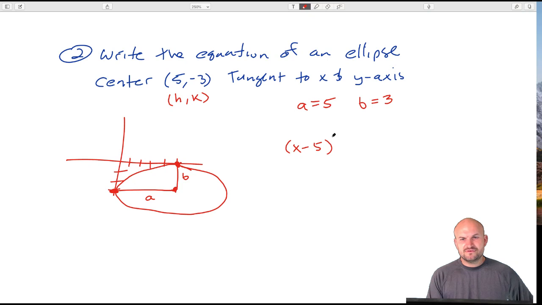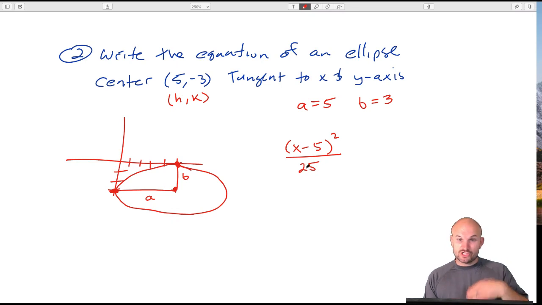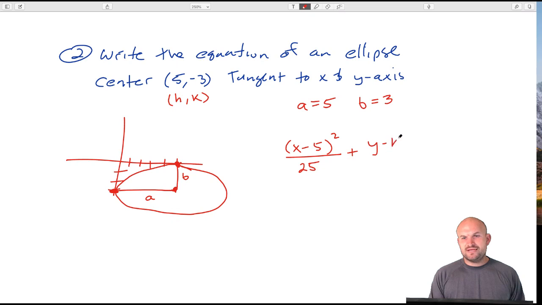X minus 5 squared all over A squared, which would be 25 because it's horizontal. So horizontal, A is always larger than B, so it's going to be under the X, plus Y minus K, which is 3. No, sorry, that's going to be a positive 3 because it's Y minus a negative 3 squared divided by 16 is equal to 1.